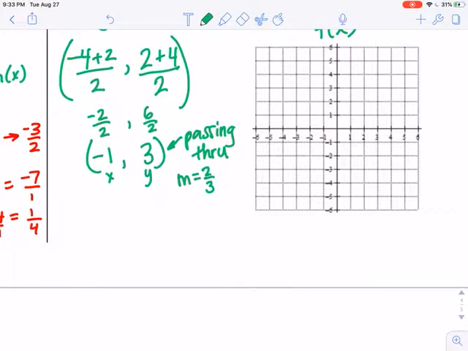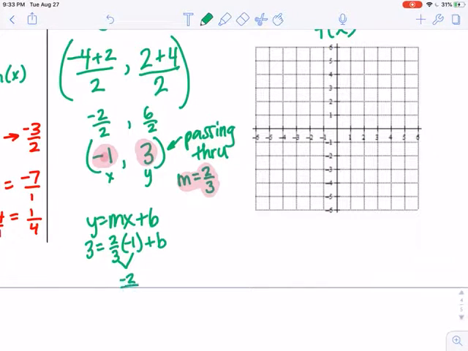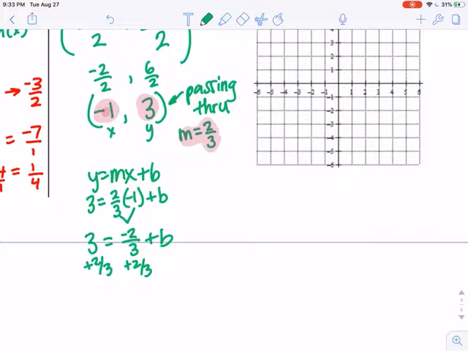Now I need to solve it algebraically. So y equals mx plus b. I can see that x is -1, so I'm going to substitute that. See that y is 3, just substitute that. See that m is 2 over 3. So I'm going to substitute in 2 over 3 times -1 plus b. From here, I can multiply these together. I get -2 over 3 plus b equals 3. I'm going to add 2/3 on both sides, which I know is 11/3 equals b.